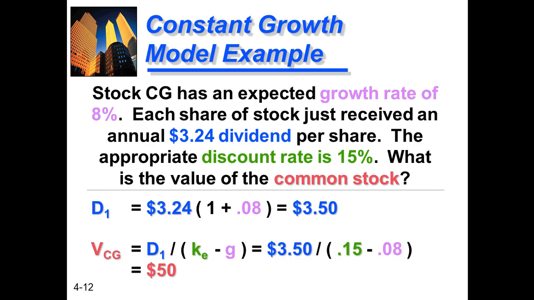So the value of the constant growth stock is equal to D1 divided by KE minus G. KE is 15% and G is 8%, so 0.15 minus 0.08 will become 0.07. So 3.5 divided by 0.07 will become $50. So the intrinsic value of the constant growth common stock will be $50.